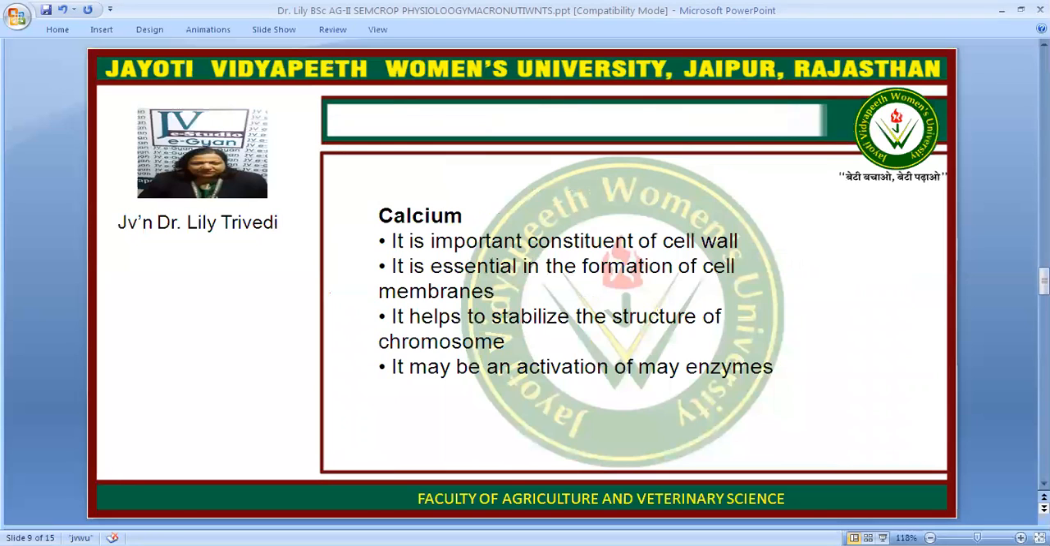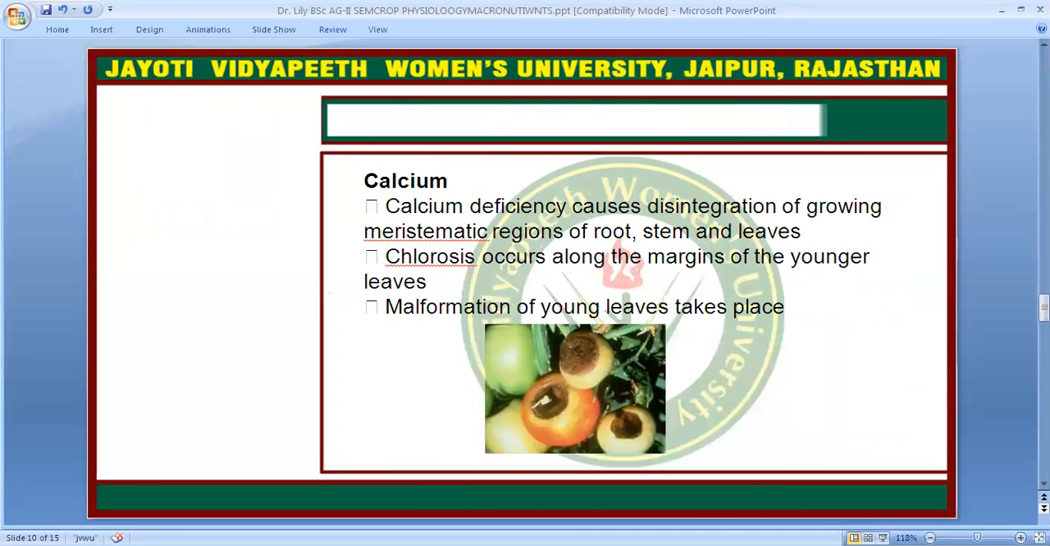Calcium, it is an important constituent of cell wall, formation of cell membranes, stabilizes the chromosome structure, and is an activator for many enzymes. Calcium deficiency can cause disintegration of growing meristematic regions of root, stem, and leaf. The chlorosis occurs along the margins of young leaves, and malformation of young fruits takes place.